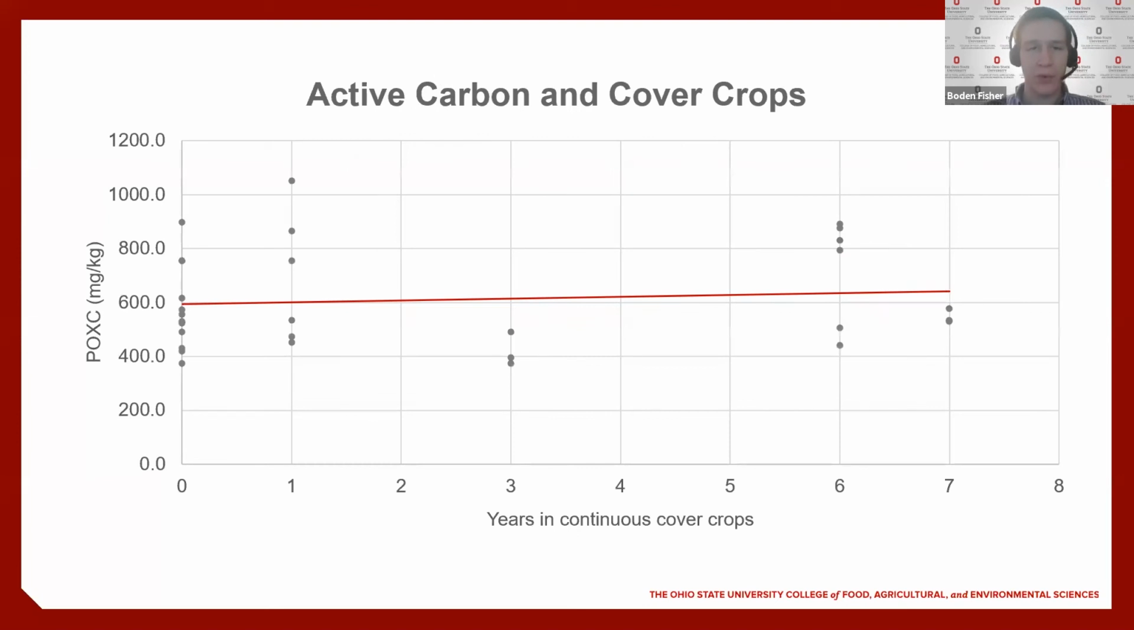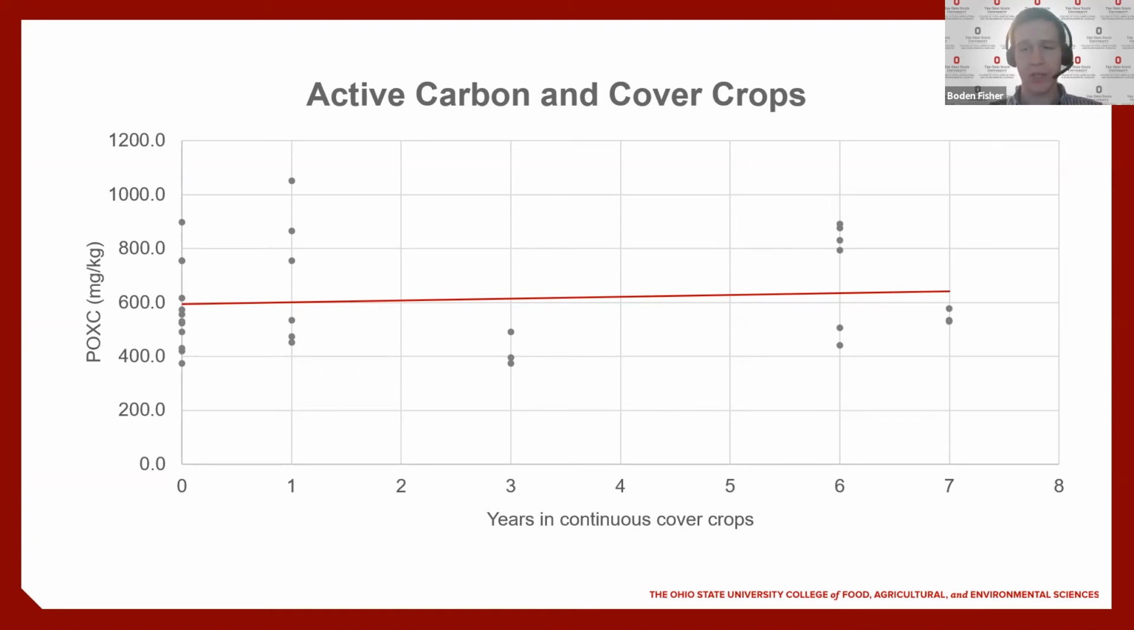I don't have time to cover each management practice, but we'll go ahead and look at cover crops and its relationship to active carbon in this set of samples, looking at the use of continuous cover crops, meaning cover crops each season. In the 10 fields that were sampled here, there was a positive correlation between more years in cover crops and higher permanganate oxidizable carbon readings, okay?